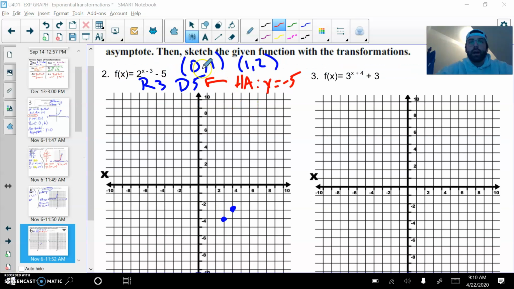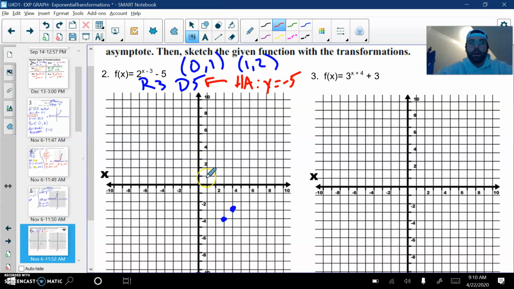Go for it. All right, so I shifted each point. I took 0, 1 and went right 3 and down 5, and I got here. That's 3, looks like negative 4. And then I went from 1, comma 2, and went right 3 and down 5 to get 4, comma, what is that, negative 3.